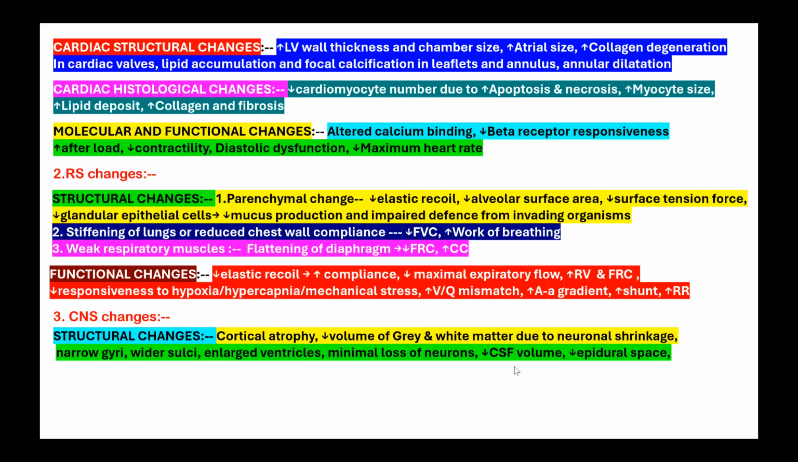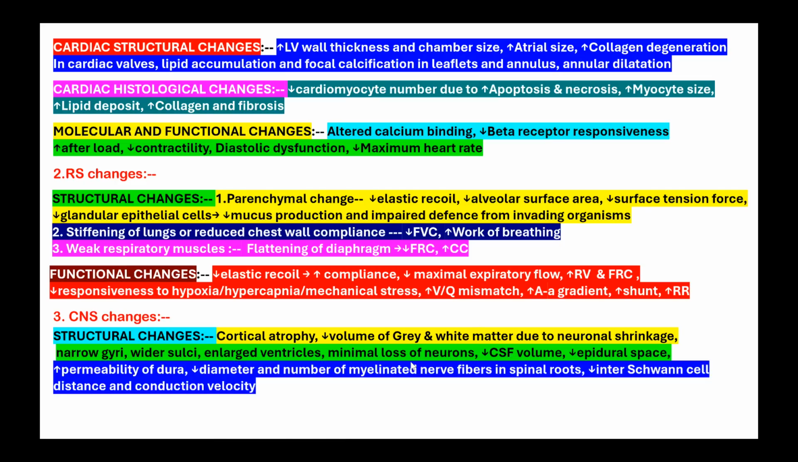So when you give an epidural for an elderly person, you will have to reduce the volume, otherwise it will end up in a very high level of block. Similarly, because the CSF volume is decreased, the spread also will be quite high. There is also increased permeability of the dura, decreased diameter and number of myelinated nerve fibers in the spinal root, and decrease in internodal distance and conduction velocity.